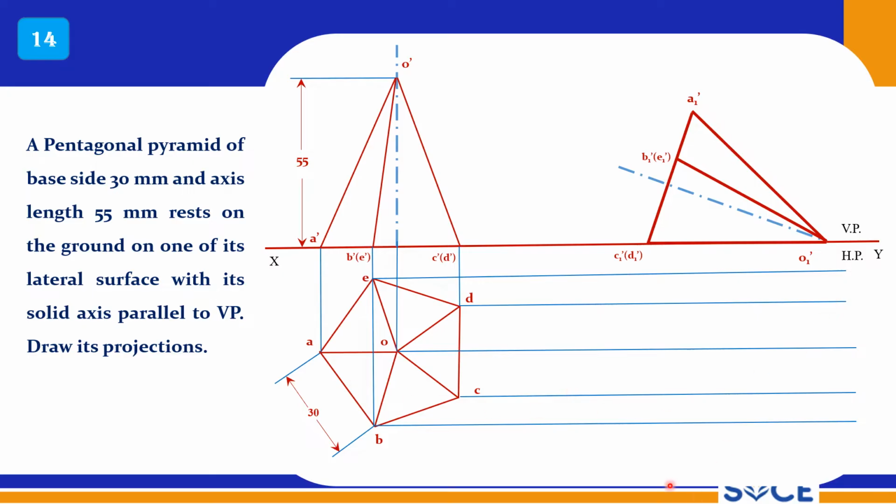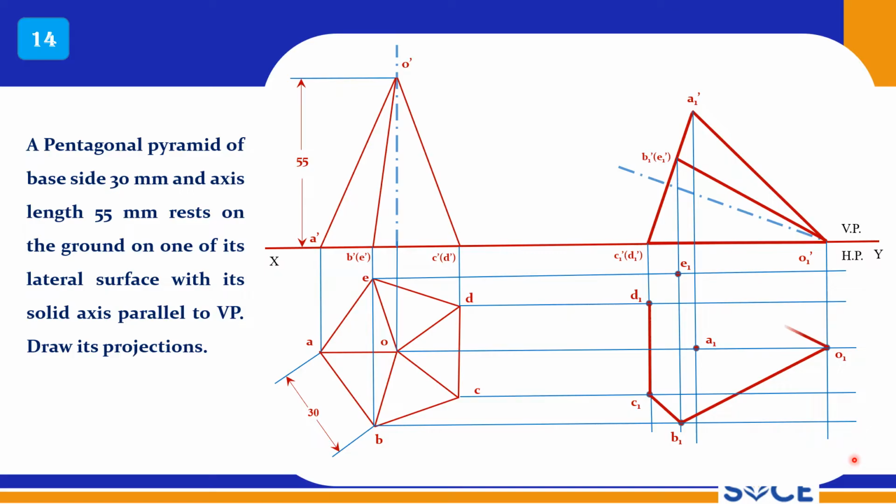So draw projectors from each and every point from the simple front view and tilted front view, to get the simple top view and tilted top view. So mark the points. This is my D1 and this is A1, C1, and here you have B1 and this is A1, and this is E1, this is O1. Now connect all the outermost points with thick lines.